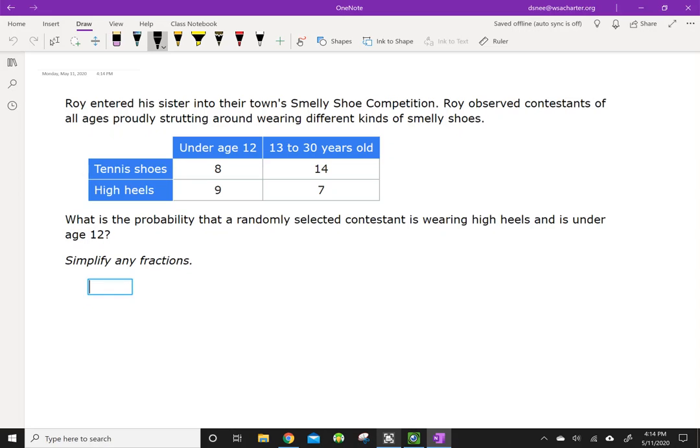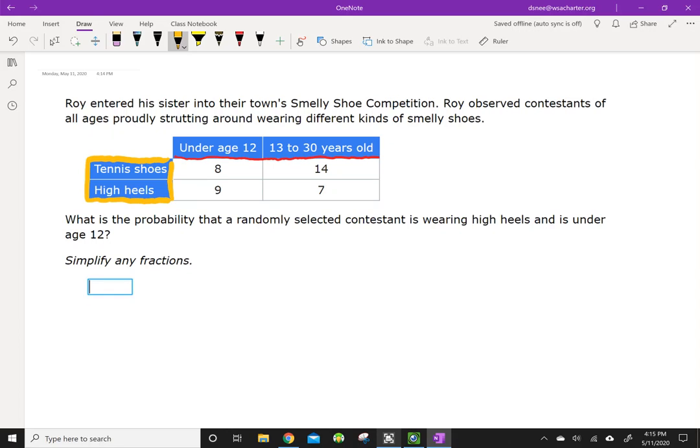Okay, so we've got a bunch of data here. And basically we've got some column headings that are about ages. Okay, and our age groups are under 12 and 13 to 30. And then we have, I'm going to put in a box in gold over here, two row headings. These participants are wearing tennis shoes or they're wearing high heels, and they're in two different age groups.